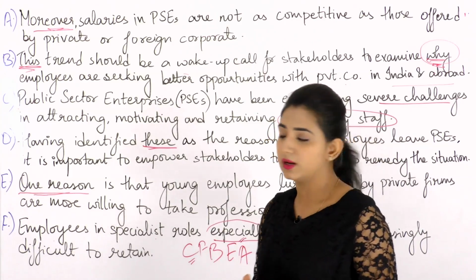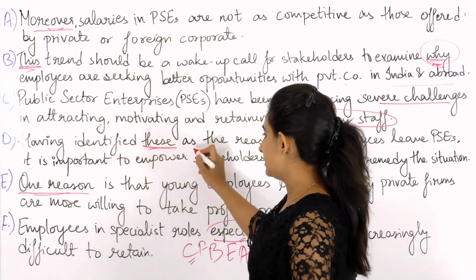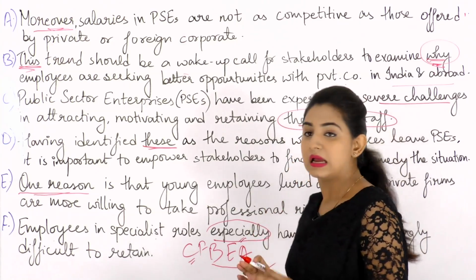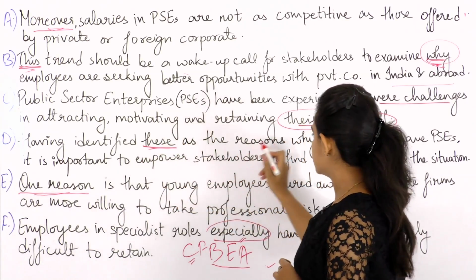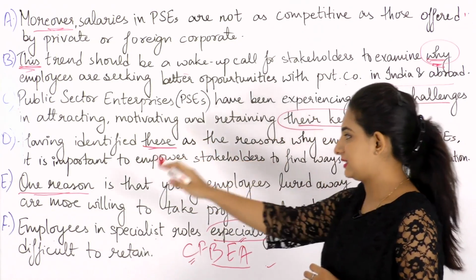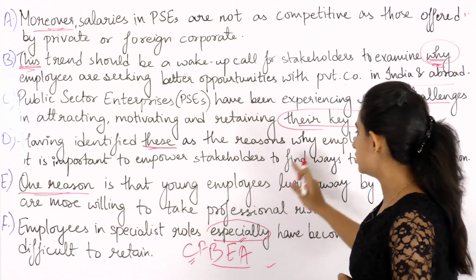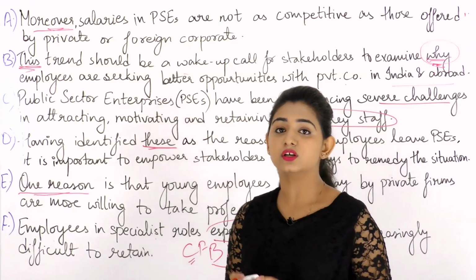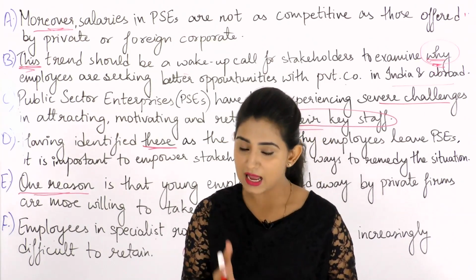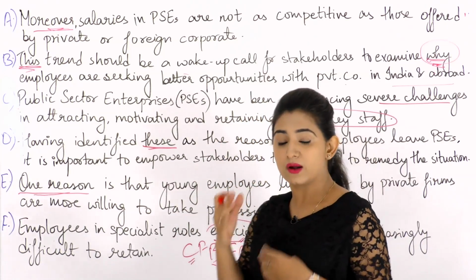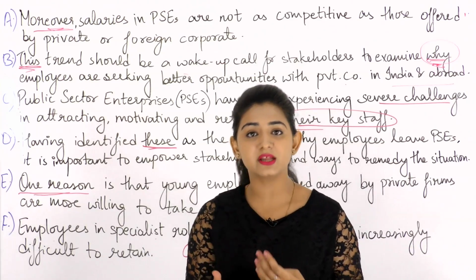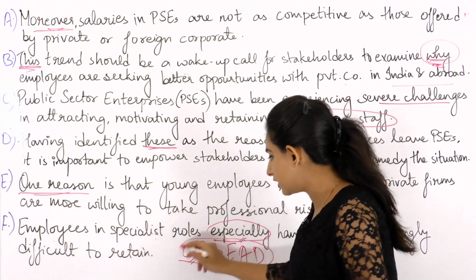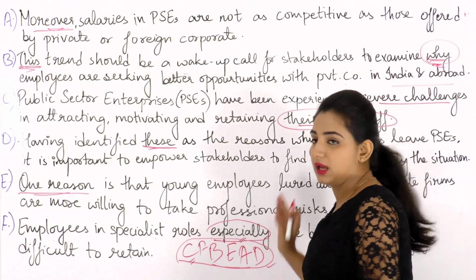The last part will be having identified these as the reasons. So, now whatever reasons we have mentioned in B, E and A, having identified these as the reasons why employees leave PSEs, it is important to empower stakeholders to find ways to remedy the situation. Now, it is important that stakeholders should look at these problems, know what the problems are, and what remedy they can apply to solve them. The correct rearrangement is C, F, B, E, A, D.